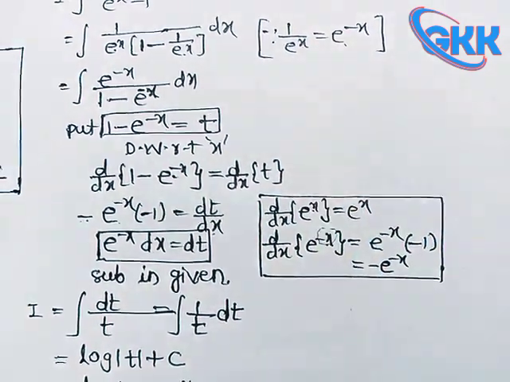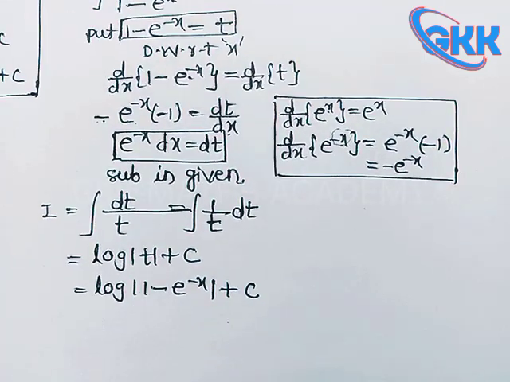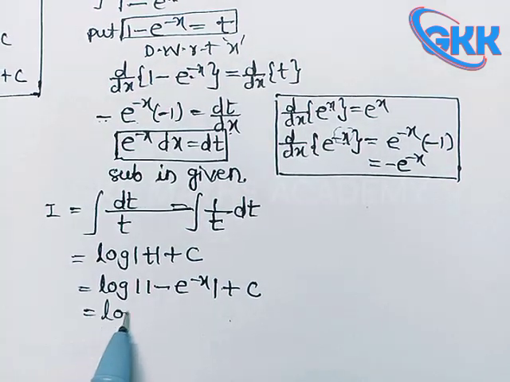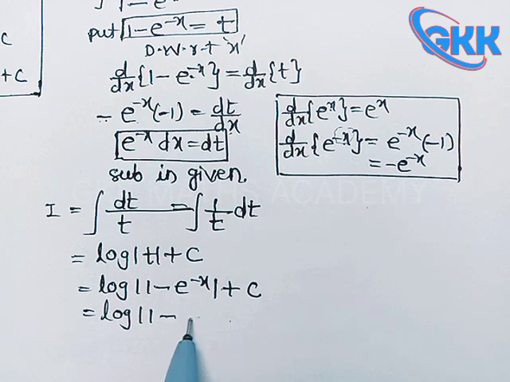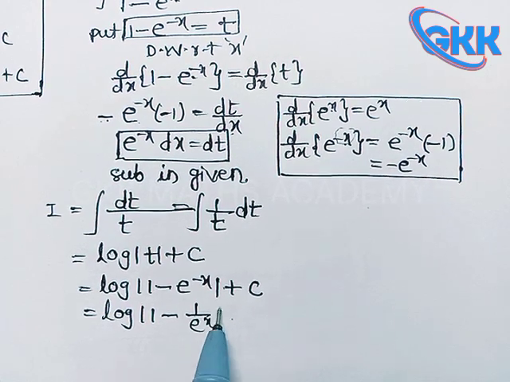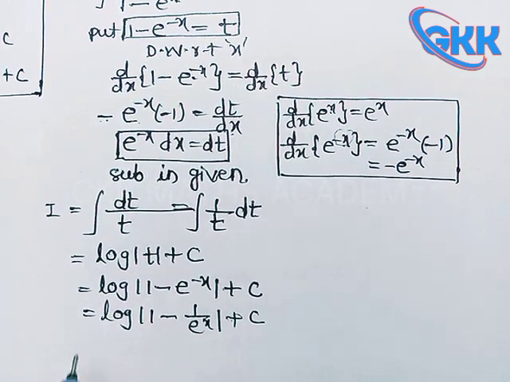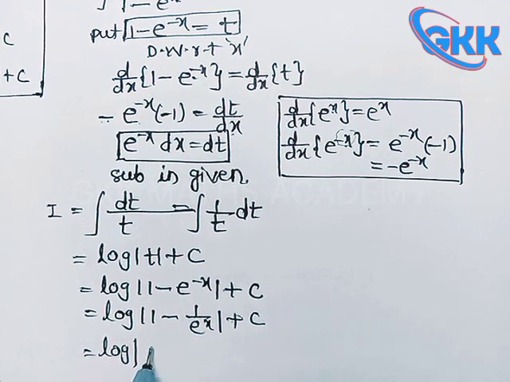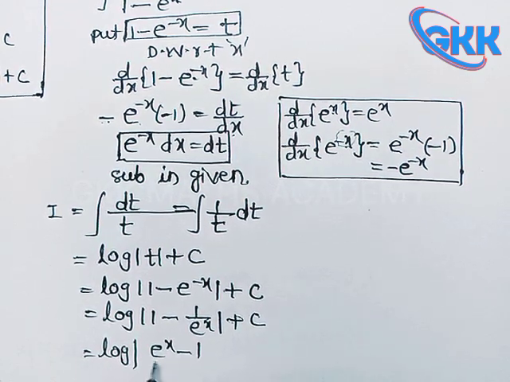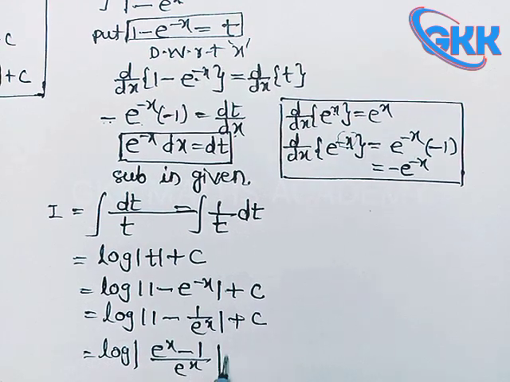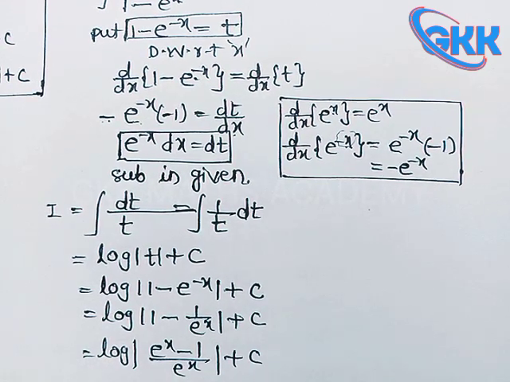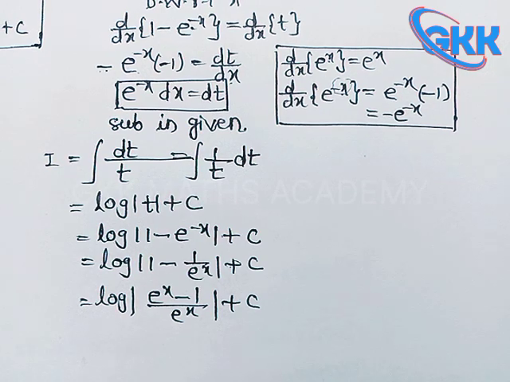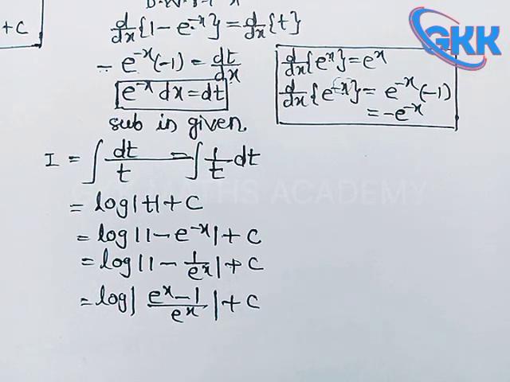1 upon e power x. So what are we writing? Log of 1 minus 1 upon e power x plus c. If you do the LCM, the LCM is e power x. So log of e power x minus 1 upon e power x plus c. Clear, all of you? Log of e power x minus 1 upon e power x plus c.